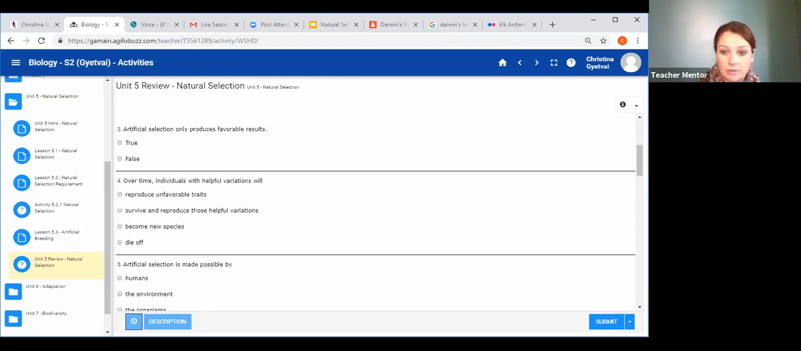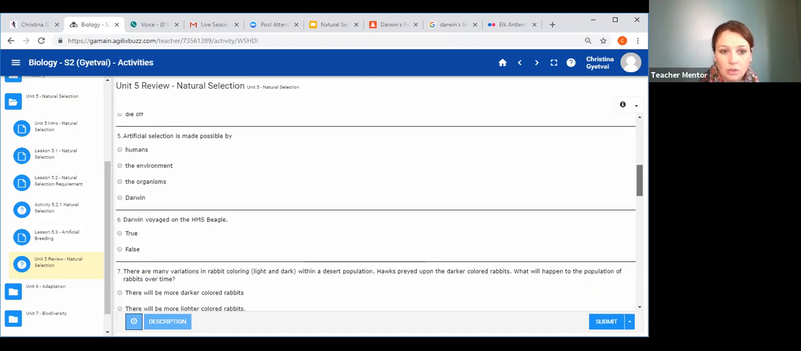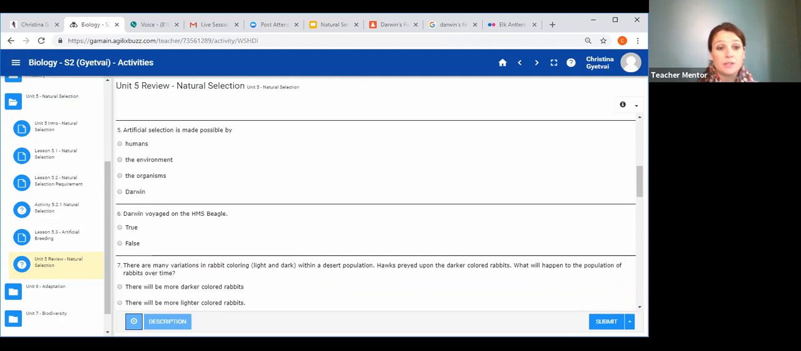Okay, so number 5. Artificial selection is made possible by, sounds like a TV show. Artificial selection is made possible by humans, the environment, the organisms, or Darwin. What do we think?